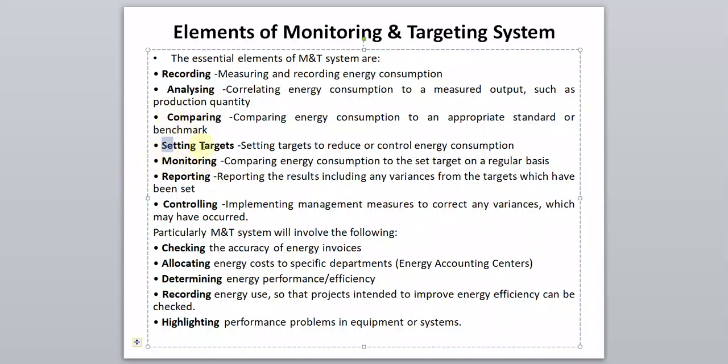Next is setting targets. As I said earlier, you have to set targets with respect to the analyzing and comparing data. Whenever the data from these two steps is gathered, then we have to set some targets. The targets may be quarterly or yearly. Suppose the monthly electricity bill of an industry is 10 lakh, then you have to set a target that it should be around 7 lakh to 9 lakh. At least 1 lakh should be the saving, and so on.